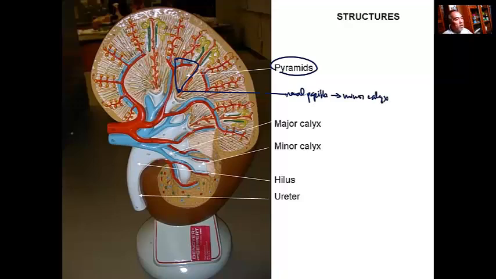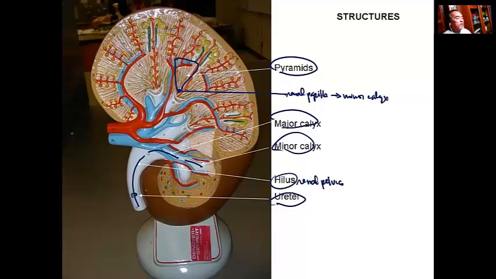Then we have the minor calyx opening into the major calyx, and the major calyx goes to the renal pelvis. Instead of saying hilus, the hilus is actually the concave medial portion of the kidney. This tube is called the renal pelvis, which connects to the ureter, right there.